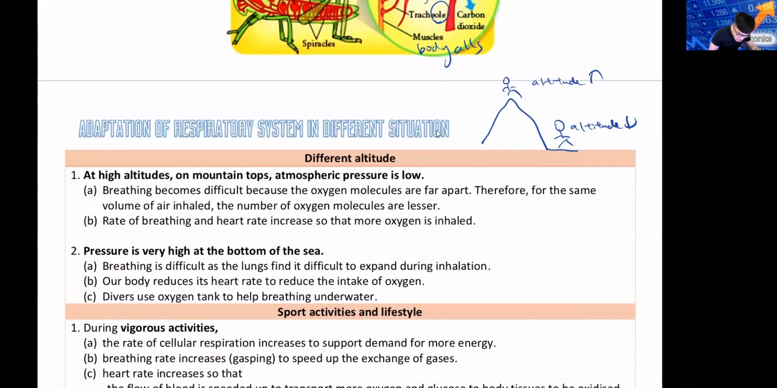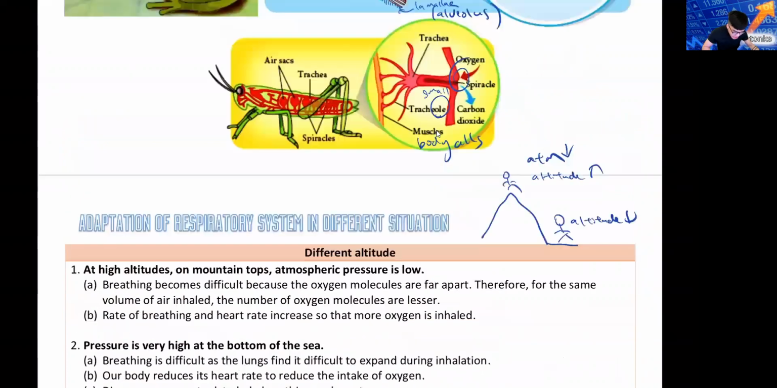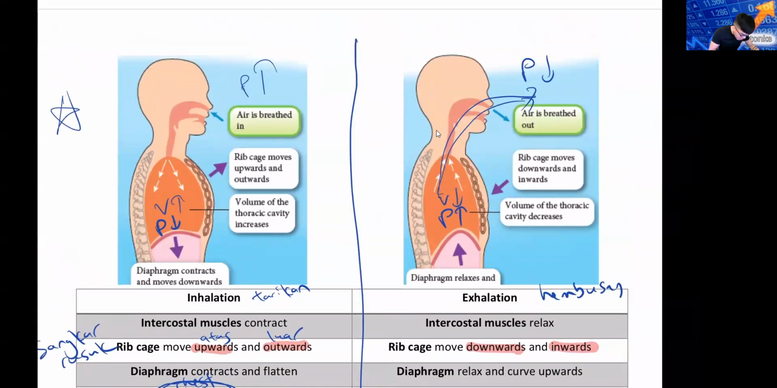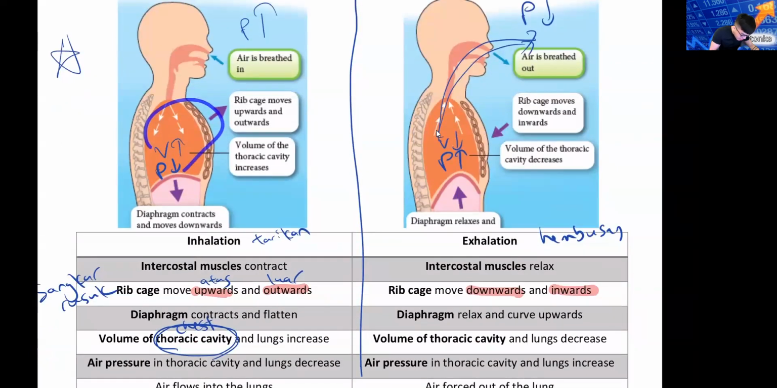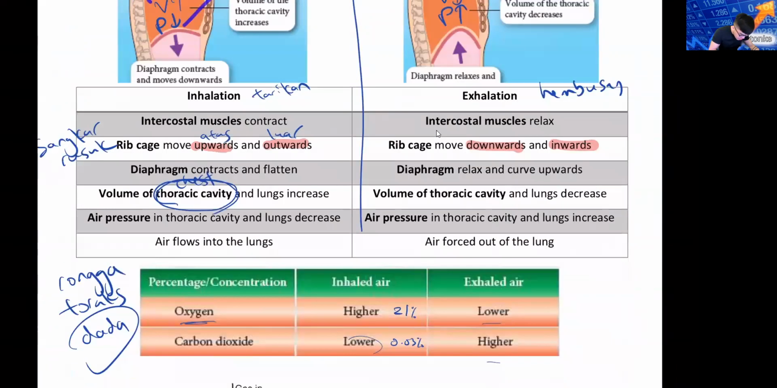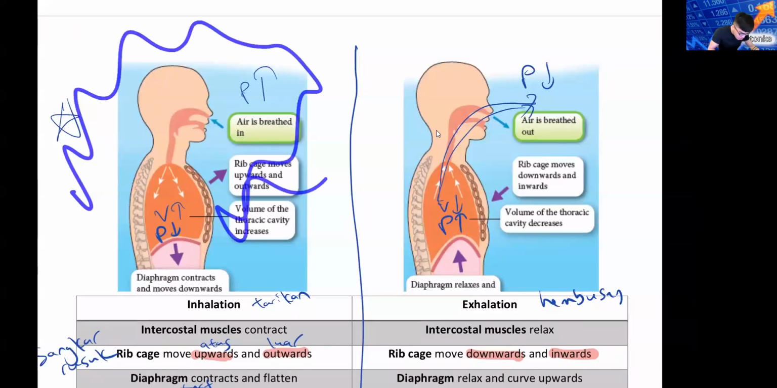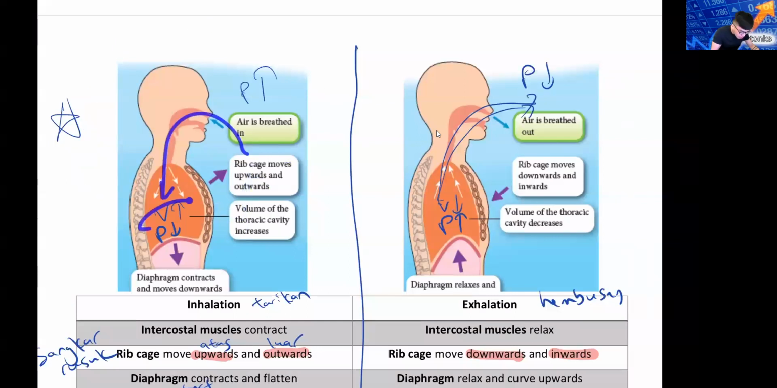So at high altitude, I'm just going to write ATM, atmospheric pressure, tekanan atmosfera. Your atmospheric pressure is going to be very low. This is a problem. When your atmospheric pressure is very low, it will give you some kind of breathing difficulty. Because during our inhalation, when we inhale, air is pushed into our lungs using atmospheric pressure. That means the pressure outside, the atmospheric pressure, will push the air into our lungs.